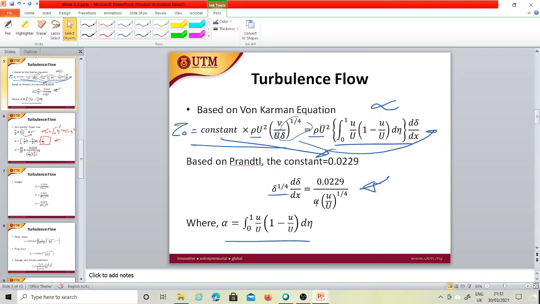I think this one is wrong. Okay, so please forgive me. Sometimes this expression is wrong here. This should be, if I'm not mistaken, I don't know why so many mistakes. U by nu.